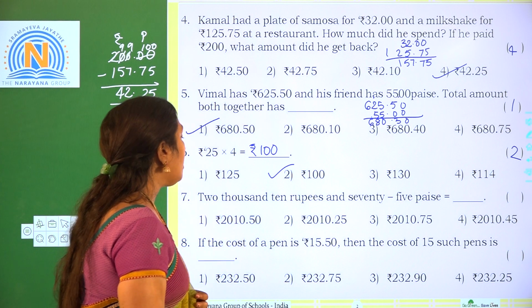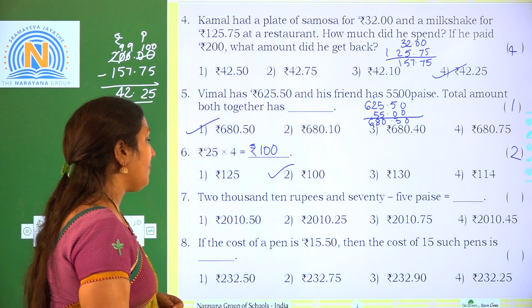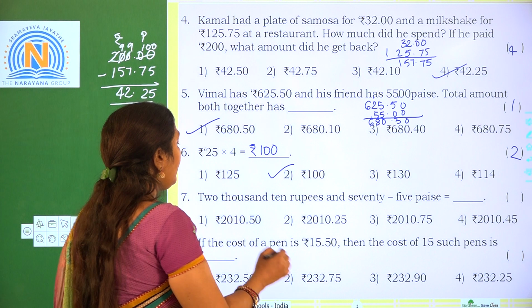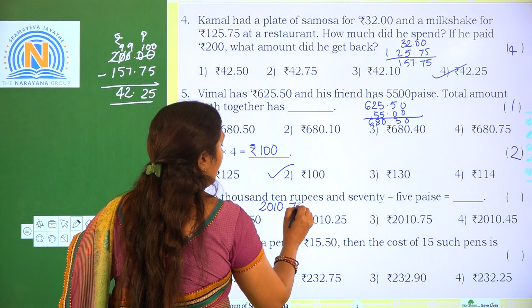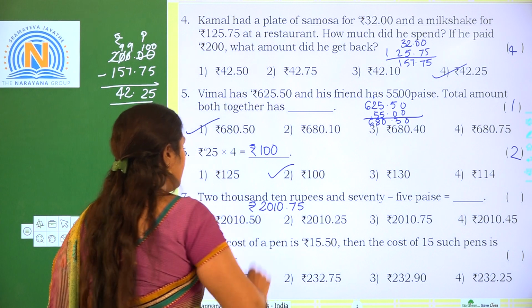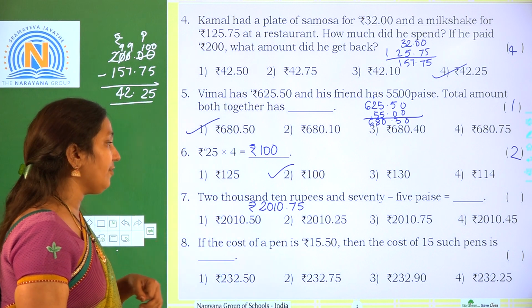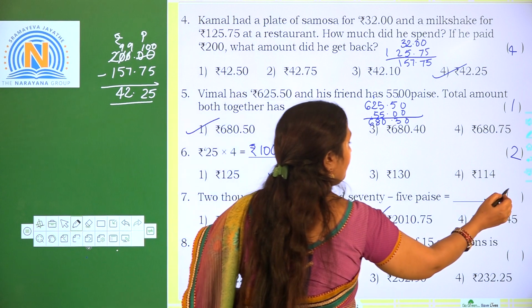Next one. 2010 rupees and 75 paise. How can we write 2010 rupees and 75 paise? So what is the answer, children? 2010 rupees 75 paise. Option 3.